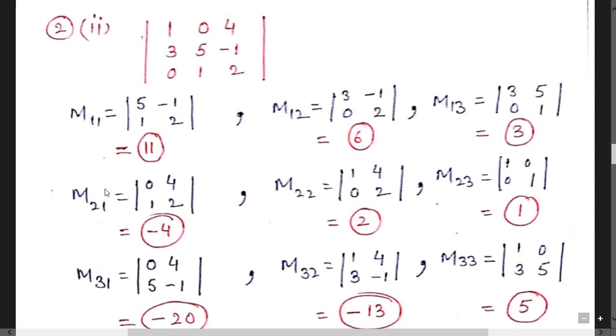This one is there. What about M21? 0 4 1 2. This element is there. Then what about 2 2? It's the second row, second column. This element is there. It means you have to delete these elements. 1 4 0 2 is there. Similarly, you can calculate all the other elements.